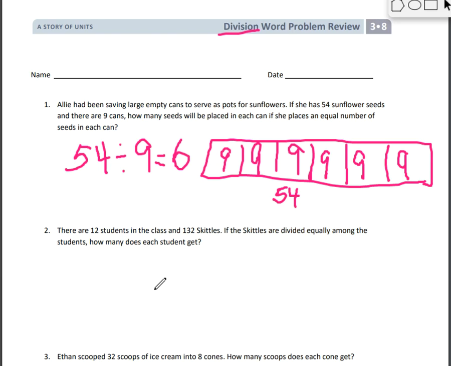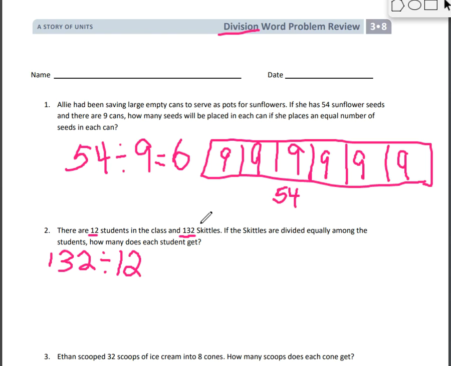Let's look at problem number 2. There are 12 students in the class and 132 Skittles. So here we've got a big number. If the Skittles are divided equally among the students, how many does each student get? When the numbers are this size, we're still working them out, because our goal is to know everything within 100 quickly, but everything past 100 is something we're still focusing on memorizing.